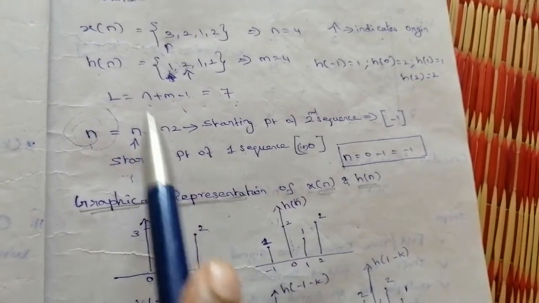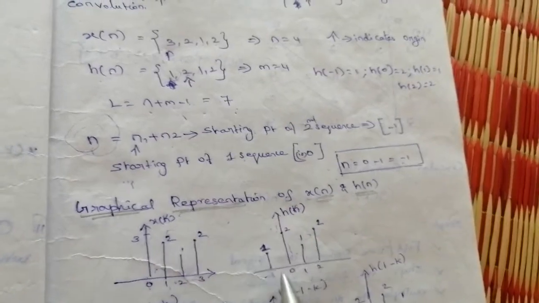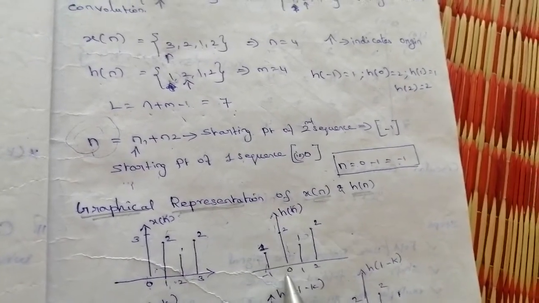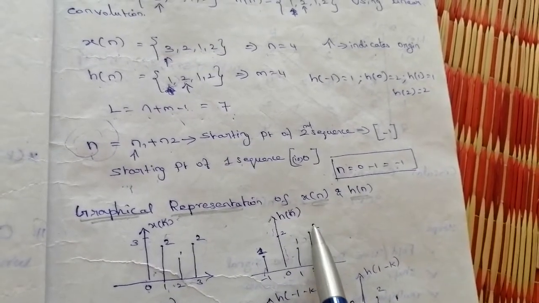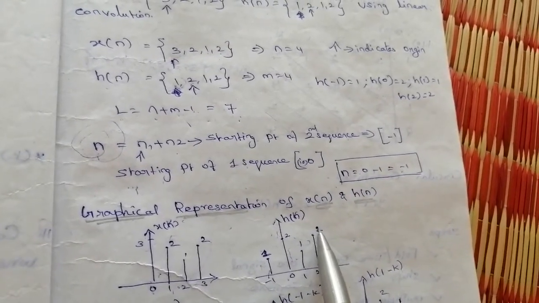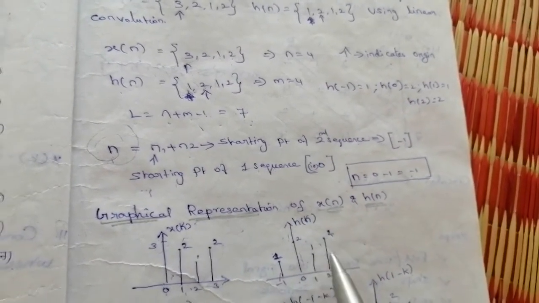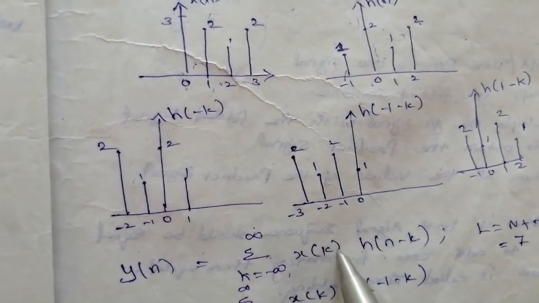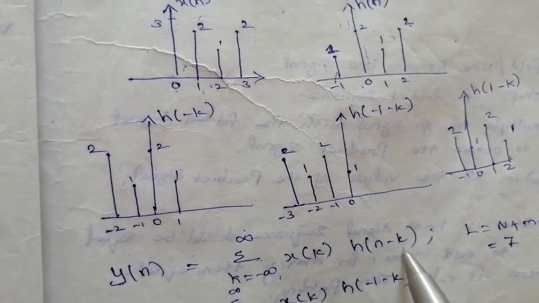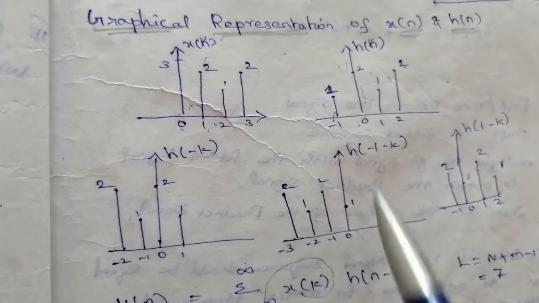Next diagram is h of n sequence. This is minus 1, this is 0, 1, 2. So h of minus 1 is 1, h of 0 is 2, h of 1 is 1, h of 2 is 2. Right? Next using the formula. So formula is y of n equal to summation k equal to minus infinity to infinity x of k h of n minus k.